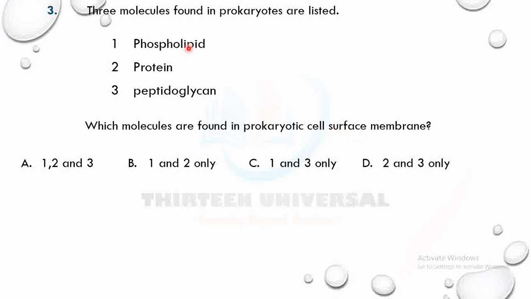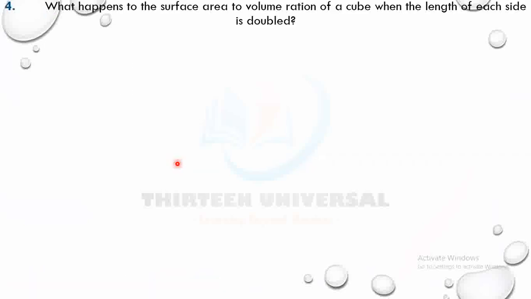Okay, yeah, phospholipid is part of cell membrane. Protein is part of cell membrane. Peptidoglycan, is it part of cell membrane or prokaryotic cells? Of course, no. Peptidoglycan is part of cell wall, not cell membrane. So the option should have 1 and 2. So which option has 1 and 2 only? Of course, it's B. Okay, so let's go to the next question quickly.